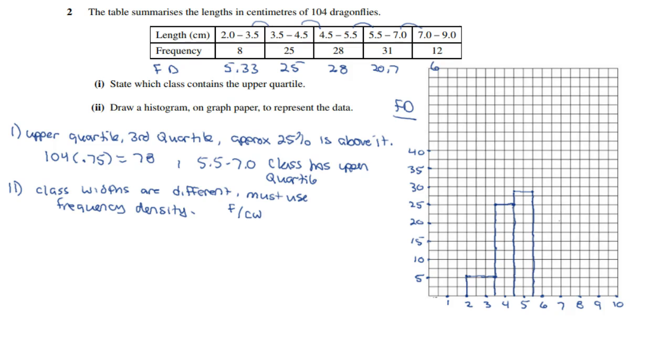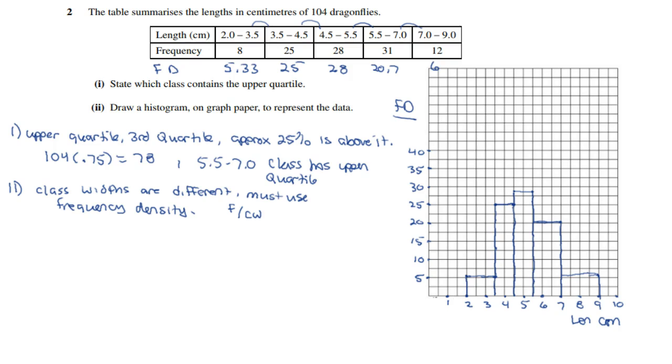The next class is going to go from 5.5 to 7. And so then it's going to be about 20, a little bit above 20. And the next class is going to go from 7 to 9, and that's going to be 12. And so we put that there. Not the greatest, but that's okay. And then, like I said, make sure that you label both your axes. All right? And that's pretty much all there is to it.